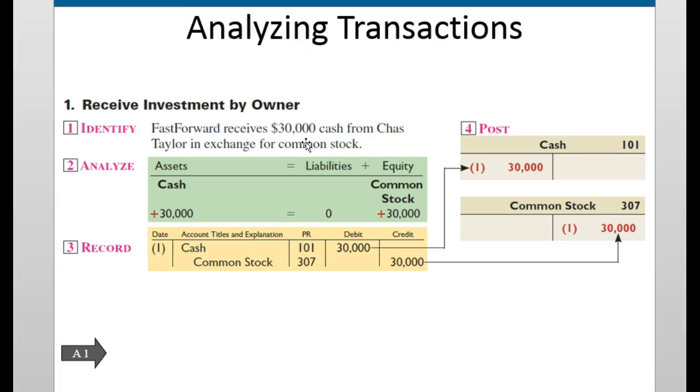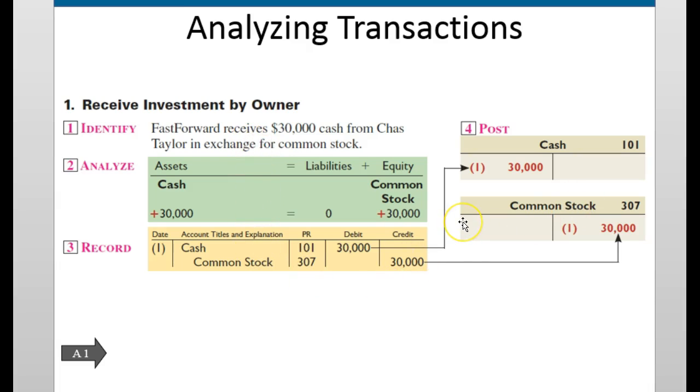So what do you do? First of all, you look at the accounting equation. Okay, that's an increase in cash, right? And an increase in common stock. Okay, so assets are increased with a debit. Look at your sheet. Common stock is increased with a credit. So our journal entry becomes cash, 30,000 debit, common stock, increase, credit. Okay, so step 1, 2, 3.